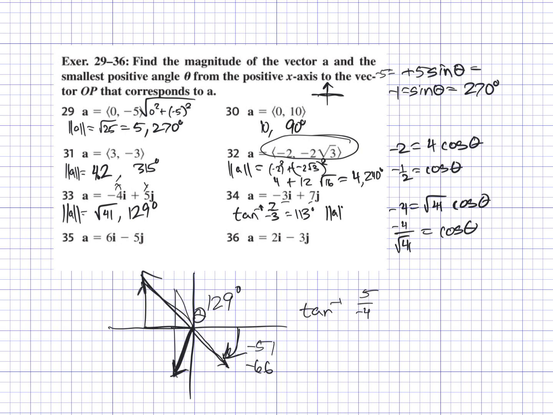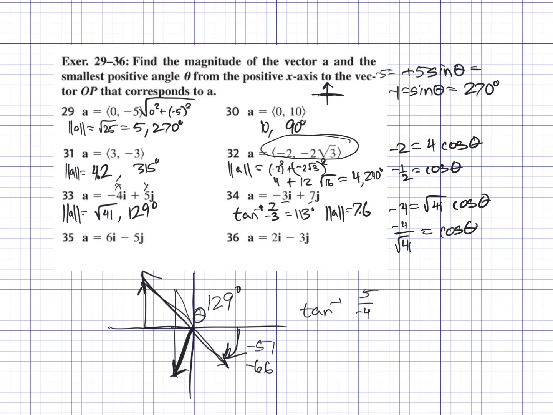Our magnitude is 3 squared and 7 squared. 9 plus 49 is the square root of 58. That gives me 7.6. Now we really should be leaving the square roots in here. Square root of 58 and the square root of 41. Don't give the decimals because we're going to use those radicals. We want the exact value. So we'll leave them in radical form on 35 and 36.